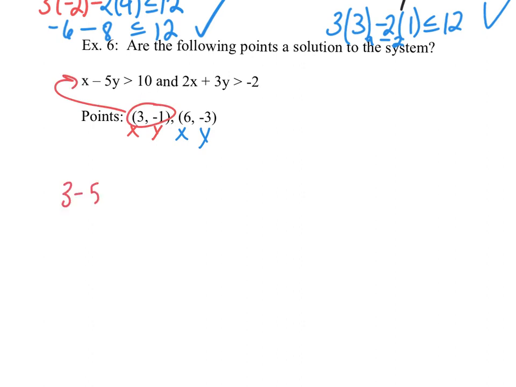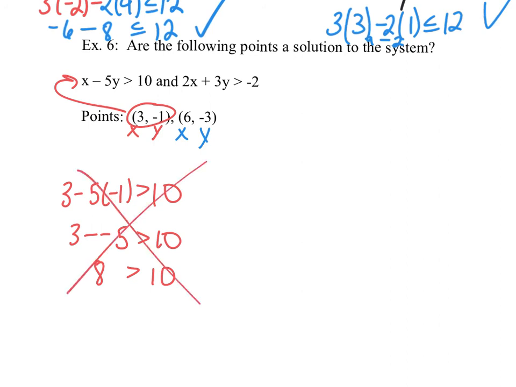3 minus 5 times -1 is greater than 10. Is that true? No. No? So 3 minus a -5 becomes 8, is greater than 10. Okay, so do I even need to check the point in the other one? Nope, because it doesn't work. Now let's try this point.